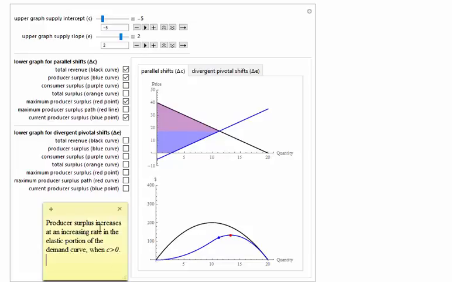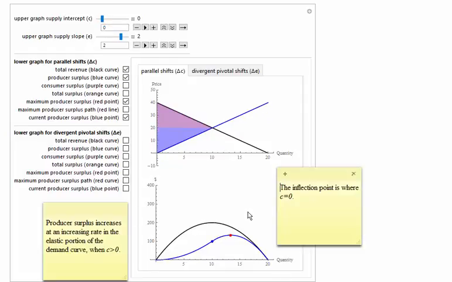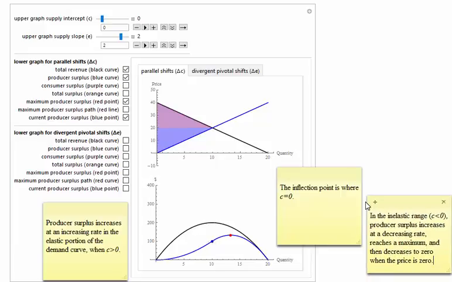So what we see here is producer surplus increases at an increasing rate in the elastic portion of the demand curve when C is greater than 0. Then we have an inflection point, as we just saw, when C was equal to 0. So there is our inflection point right there. And then in the inelastic range, when C is less than 0, producer surplus increases up here, reaches a maximum, and then starts to head down until price is 0, and we have 0 producer surplus.